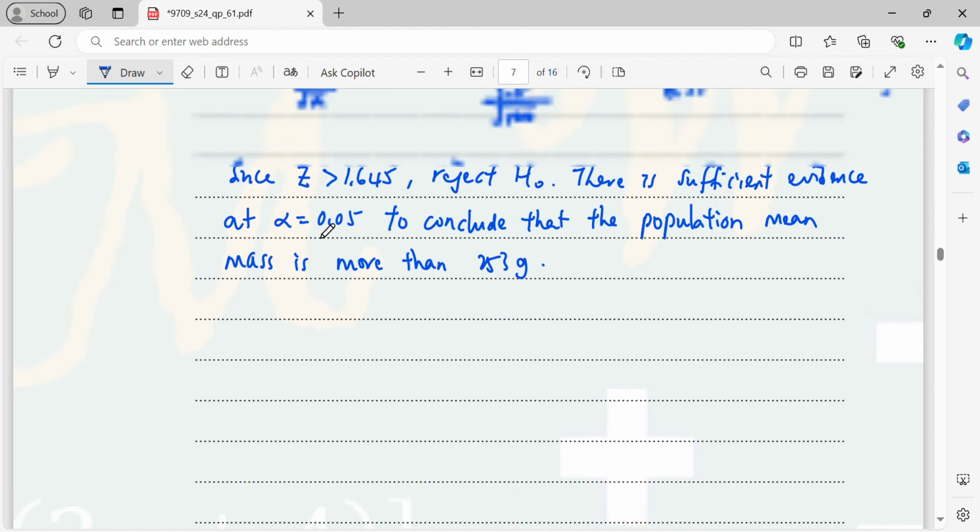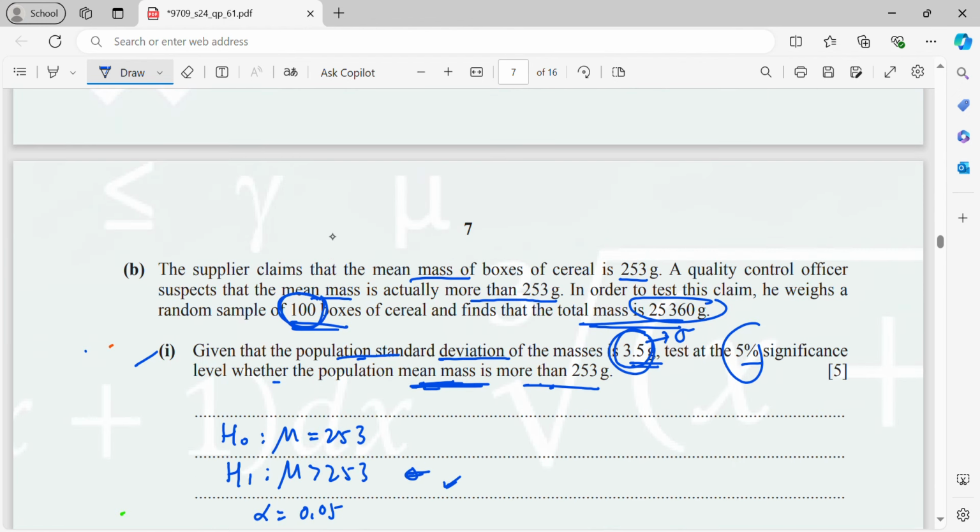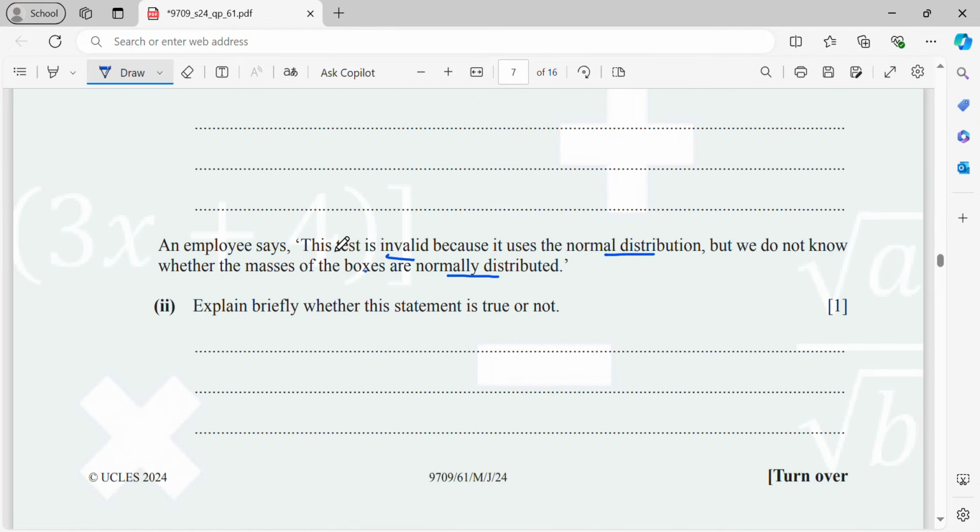It is supposed to be a normal distribution because the population standard deviation is given, but then you can double check with the sample size, which is 100. So even though the distribution of the population is not given, you can just refer to the sample size to approximate to normal distribution because of the central limit theorem, right? So that means the statement is wrong, is not true.